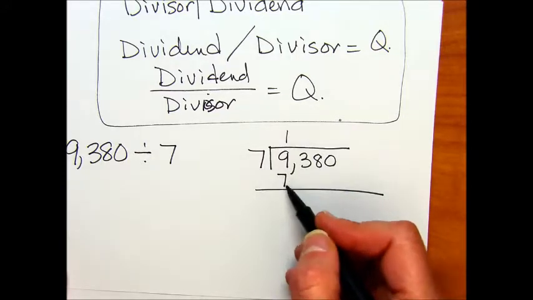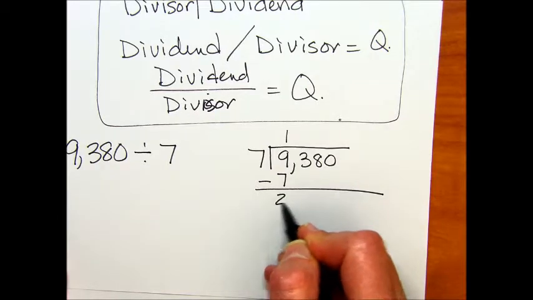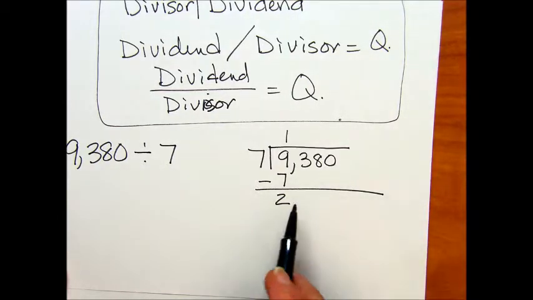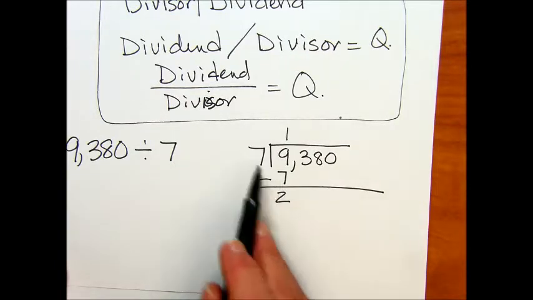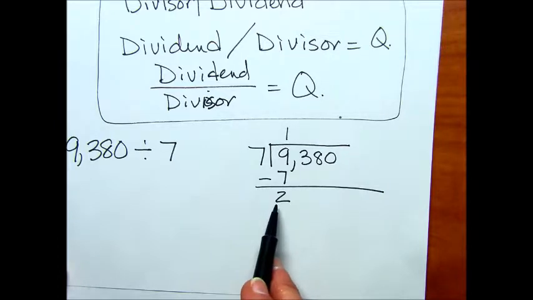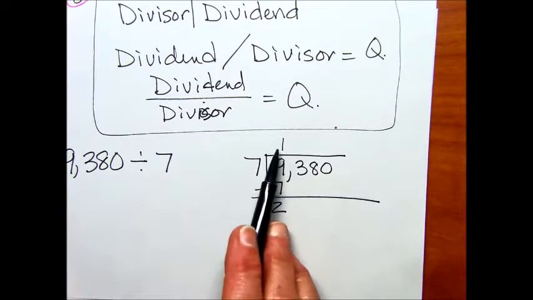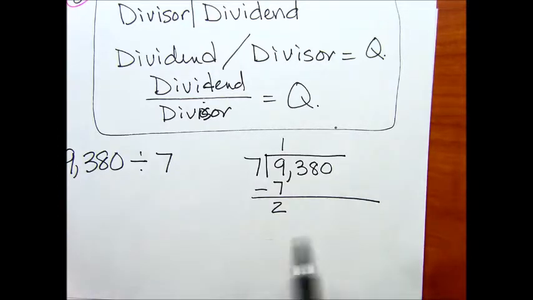So 1 times 7 is 7. I'm going to subtract to see what the difference is, and I get 2. Now I know I'm on the right track because the 2 is less than 7. If after subtracting I came up with a number larger than 7, like 8, then I could pick another number up here, like a 2 instead of a 1.